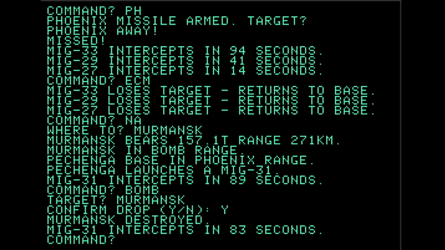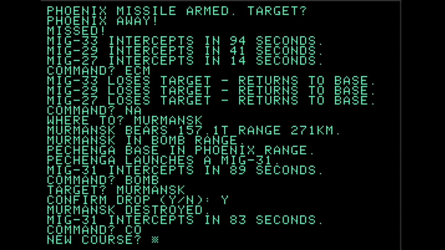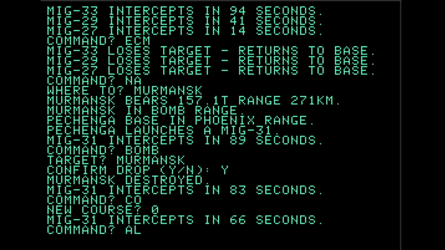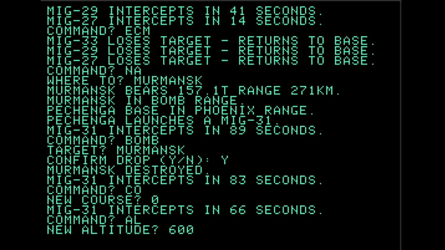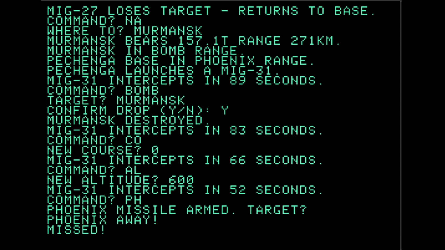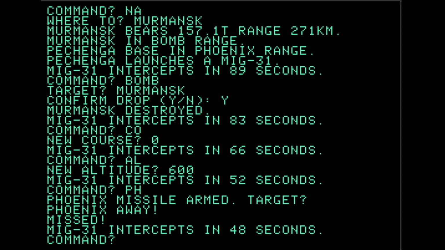So now we need to get out of here. First of all, we've got a MiG on our tail, so we really don't want to start navigating at this point, but I'm just going to assume that Thule Air Force Base is going to be closer to 0 degrees, and I'm going to change course, and we're going to drop our altitude down to about 600. Try and shoot this MiG a couple times.